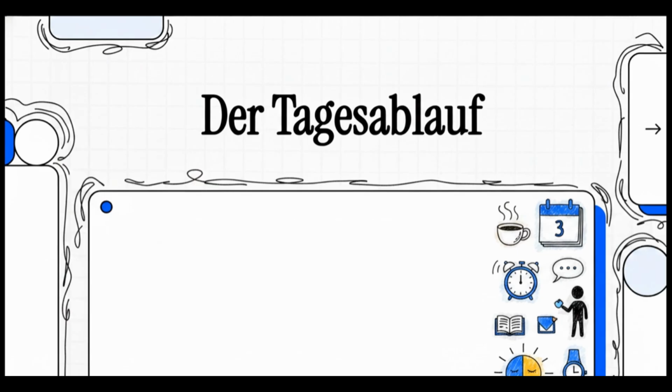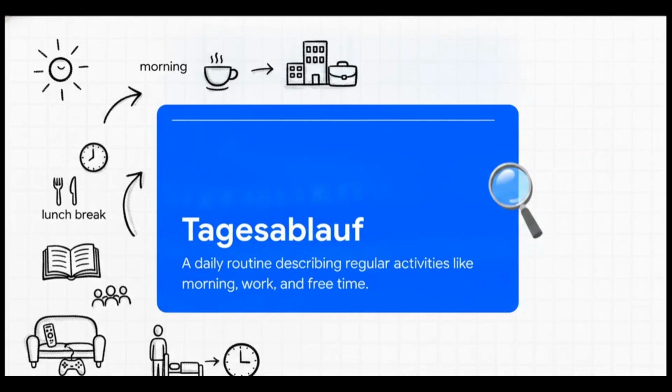By the end of this explainer, you're going to have the exact blueprint to describe your daily life smoothly and confidently. So let's start with a really clear definition. Ein Tagesablauf simply describes what you normally do on any given day. And since we're talking about regular, repeated activities, we almost exclusively use the present tense, or Präsens in German. We're talking about mapping out the whole shebang, your morning, your time at work or school, lunch break, afternoon, evening, and of course, your free time.